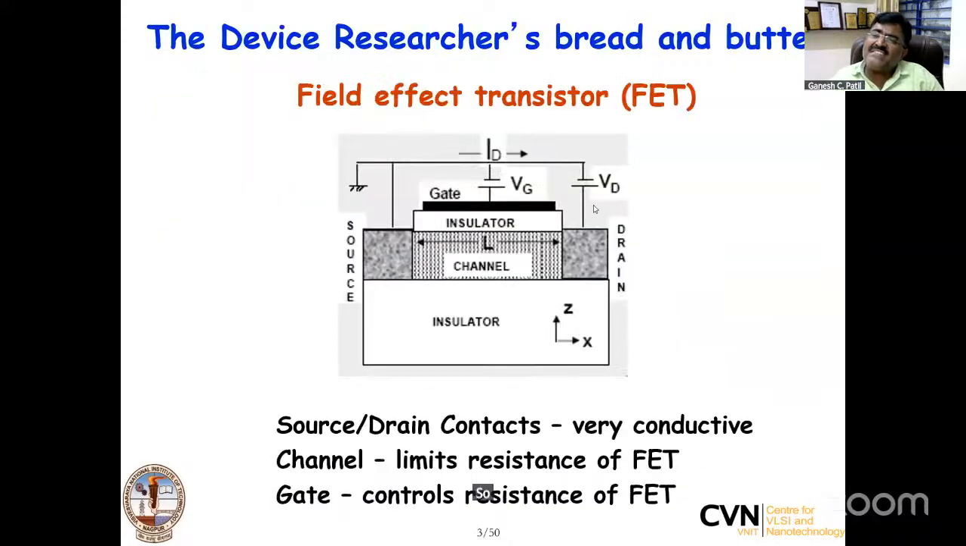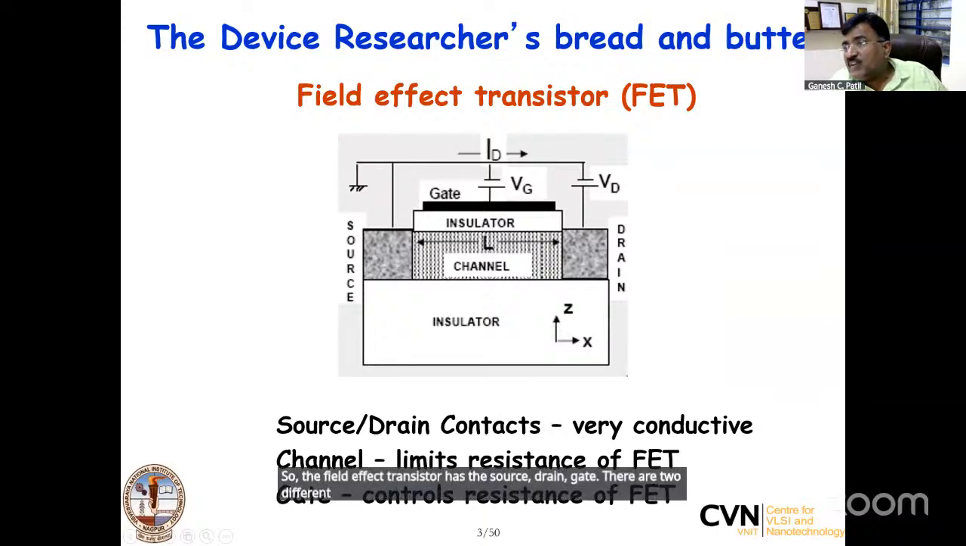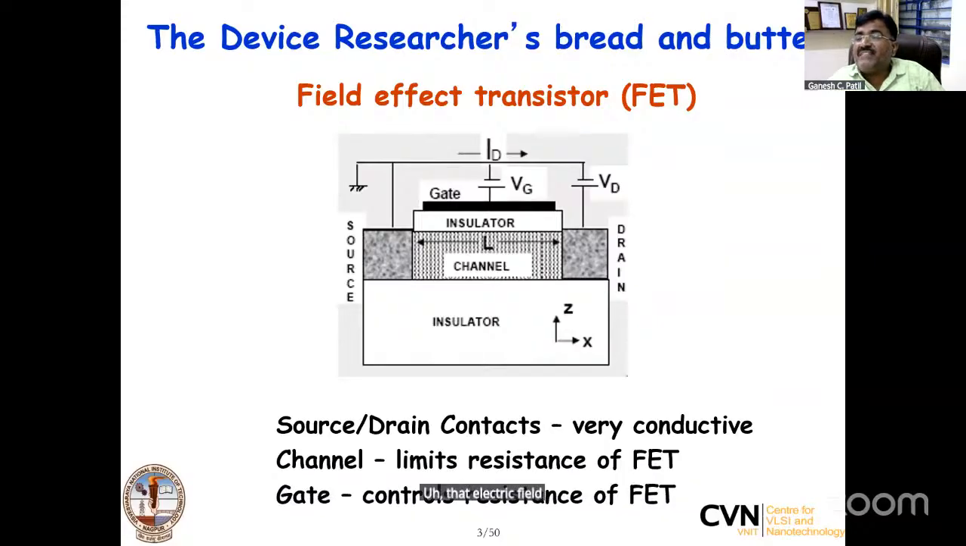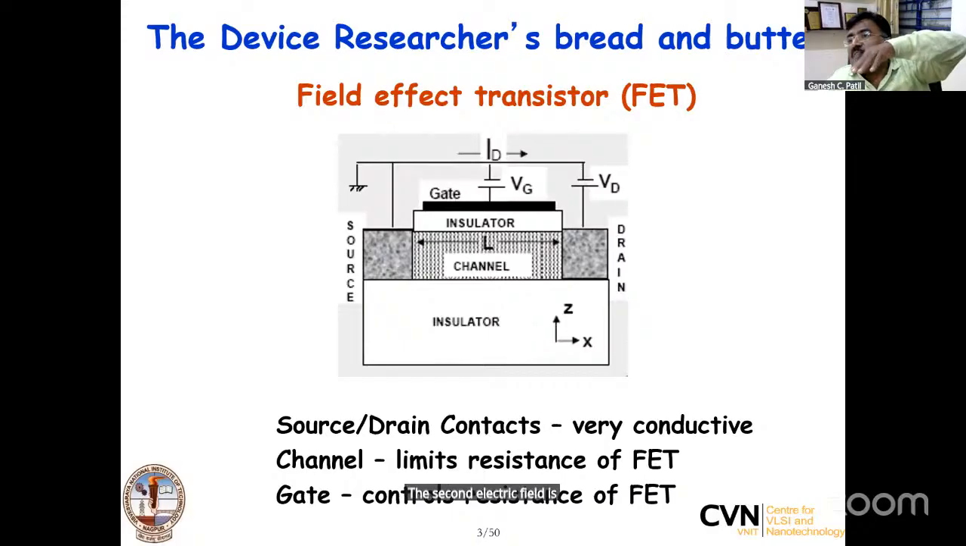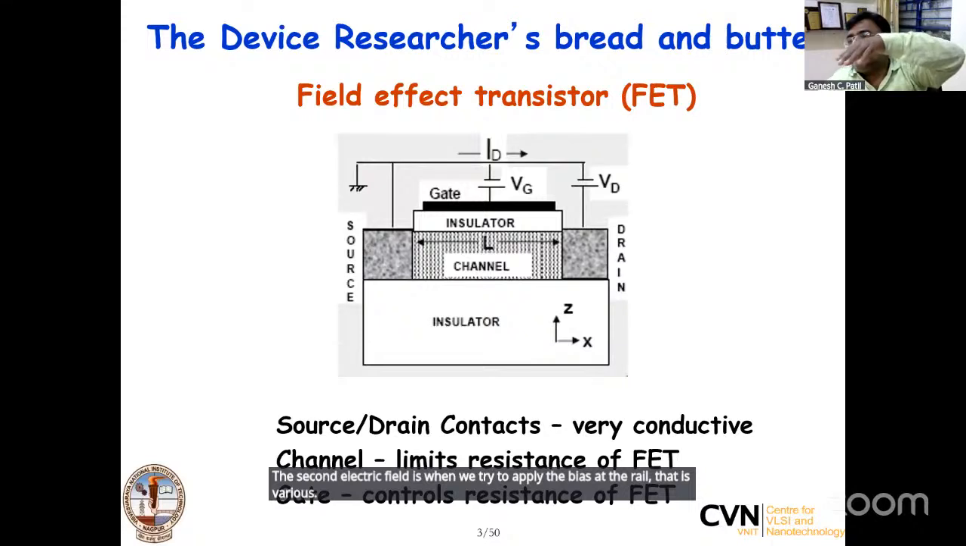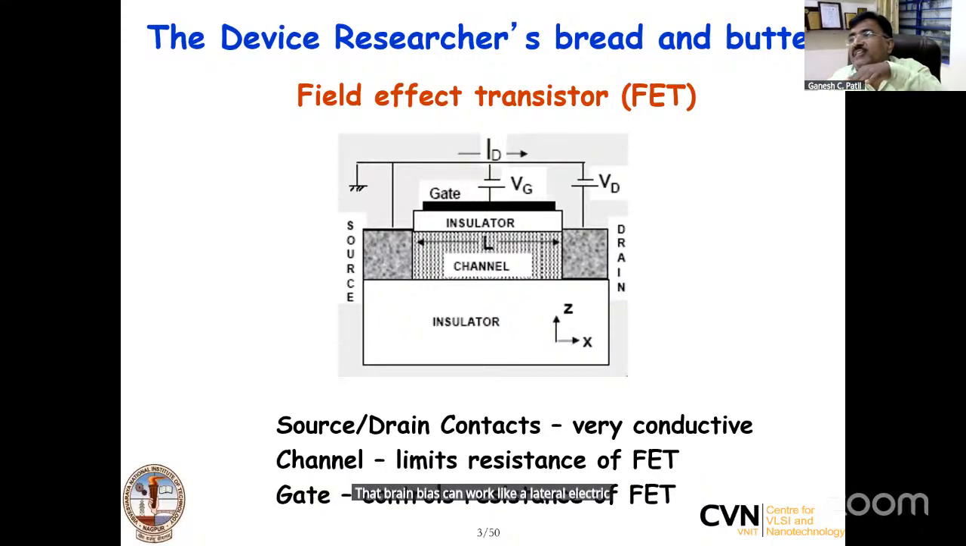So the field effect transistor has the source, drain, and gate. There are two different electric fields applied. The first is the vertical electric field. When we apply the bias at the gate, that is VG, that electric field will be a vertical electric field, also the perpendicular electric field, because it is a surface device. So at the surface of the device, there will be a perpendicular electric field. The second electric field is when we apply the bias at the drain, that is VDS, that drain bias works like a lateral electric field, or a horizontal electric field.